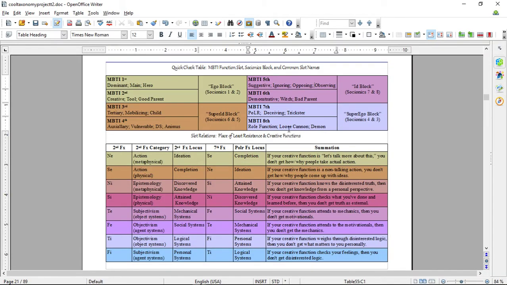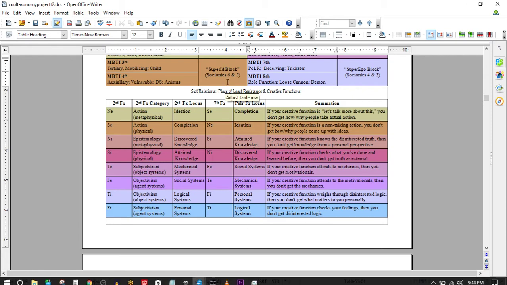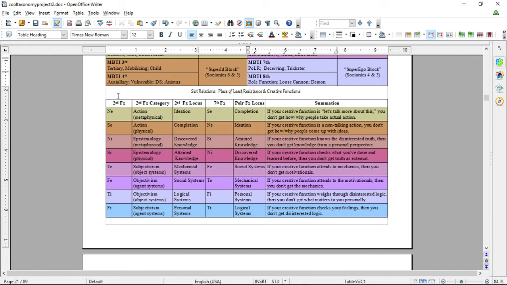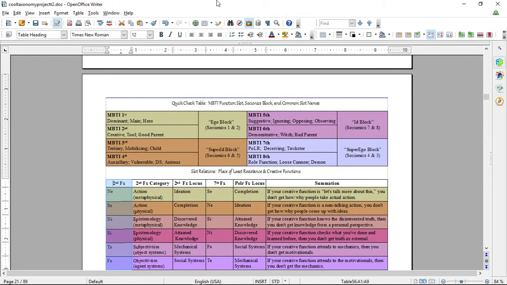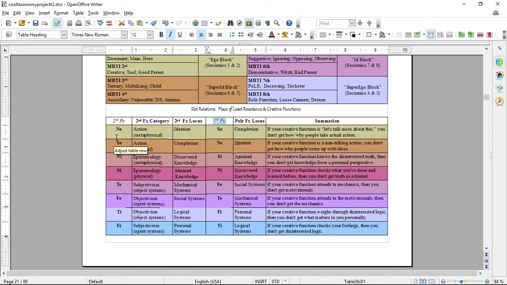Slot relations, place of least resistance, and creative functions. So, or tool function. If your second function is this, then your polar is this. Okay? If your second function is this, then your polar is this one. Okay. So note that there's a link here between your second and your polar, not your dominant and your polar.